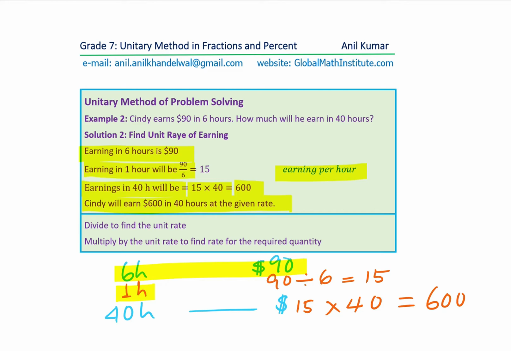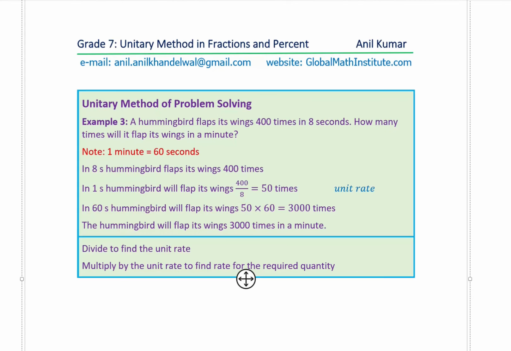Clear? Now let's take up another example based on unitary method. This time we'll see the rate of flapping the wings by the hummingbird. Example 3. You can now pause the video, read the question, answer, and then look into my suggestions. Question 3. A hummingbird flaps its wings 400 times in 8 seconds. How many times will it flap its wings in a minute?